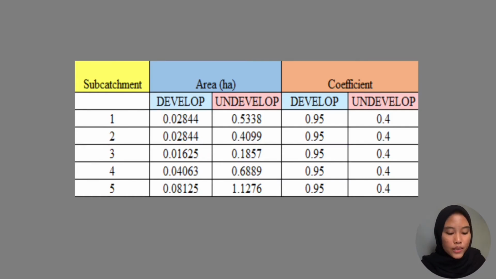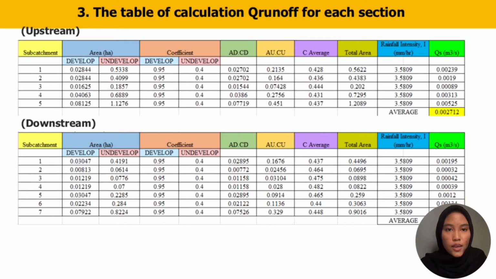The second step is to determine the average runoff coefficient. By selecting the runoff coefficient referring to MSMA table 2.5, we decided to choose the runoff coefficient for developed area as 0.95. It is for roads and highway, while for the undeveloped area the runoff coefficient is 0.4. It's open space for forest cover. And we calculate the average runoff coefficient by referring to the MSMA equation. Then for example, subcatchment 1 upstream, we get the average runoff coefficient is 0.428.